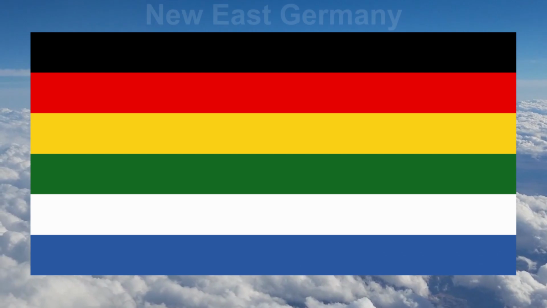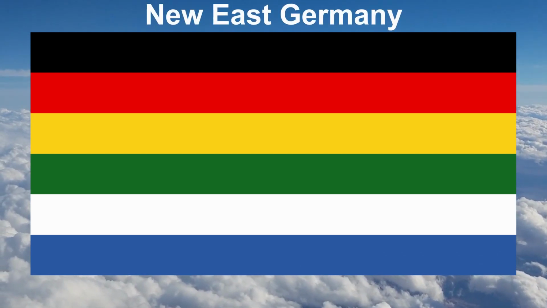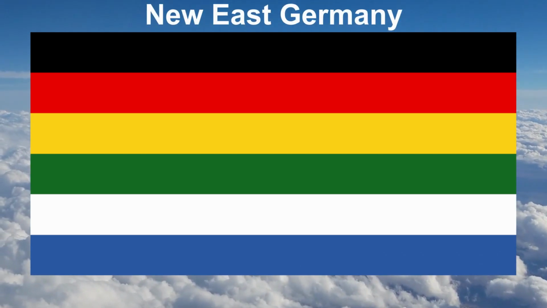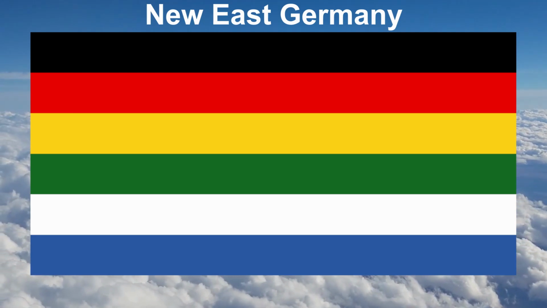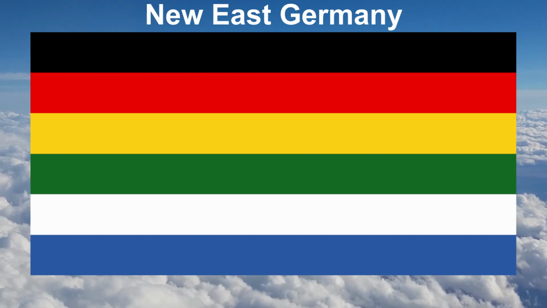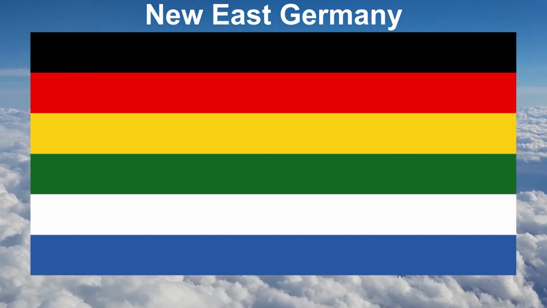Next is a flag for a new East Germany. Black stands for the German state of Berlin, red stands for Brandenburg, gold stands for Saxony-Anhalt, green stands for Saxony, white stands for Thuringia, and blue stands for Mecklenburg-Vorpommern.